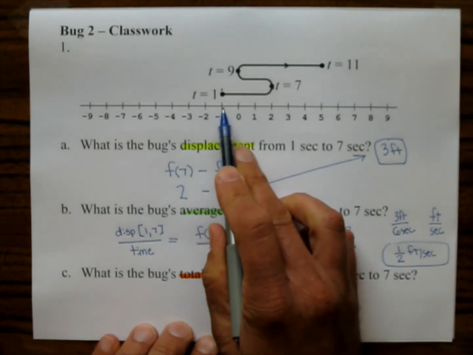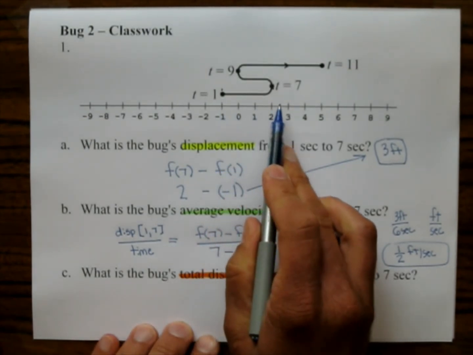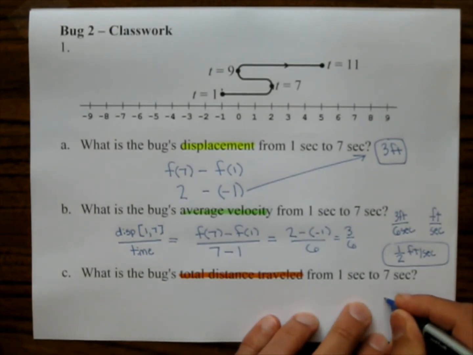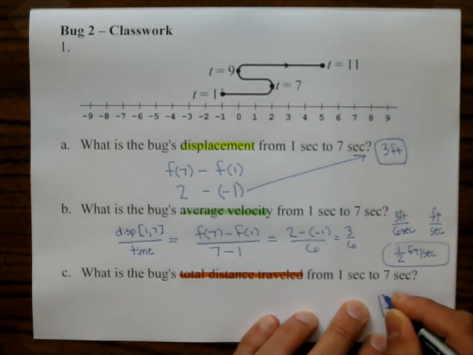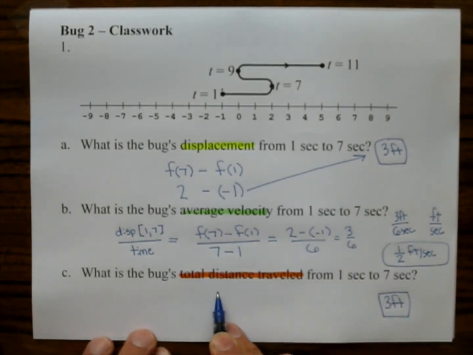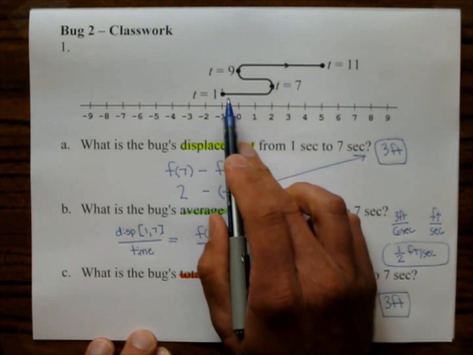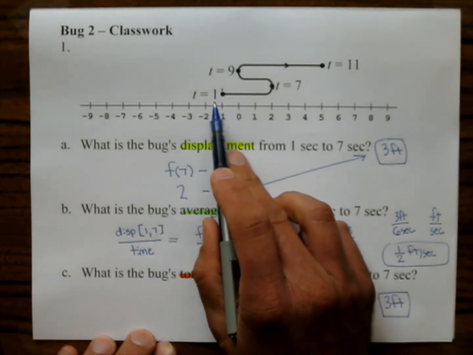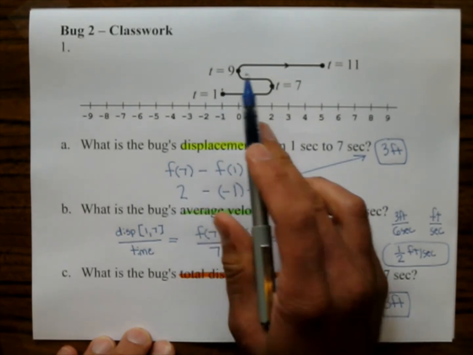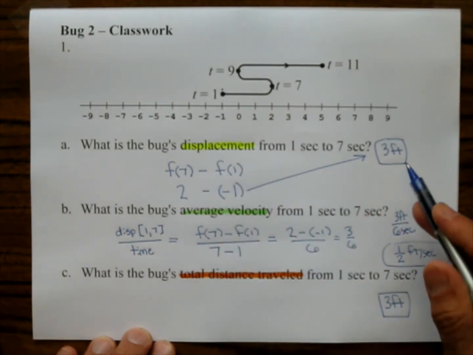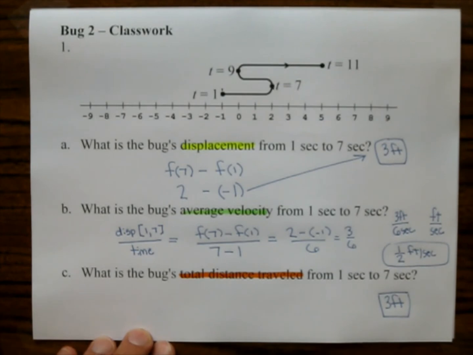I mean, look at the total distance traveled. You traveled 1, 2, 3. So this is 3 feet. This is not going to be as silly when we do other problems where we're looking at the displacement from time 1 to time 9, and then the total distance traveled will not always be the displacement.